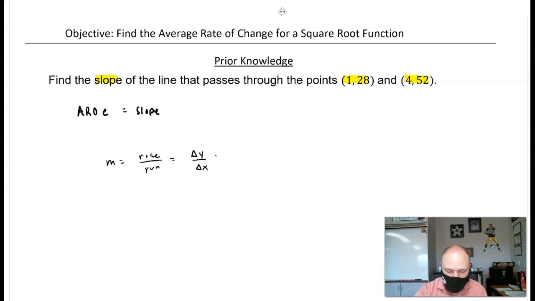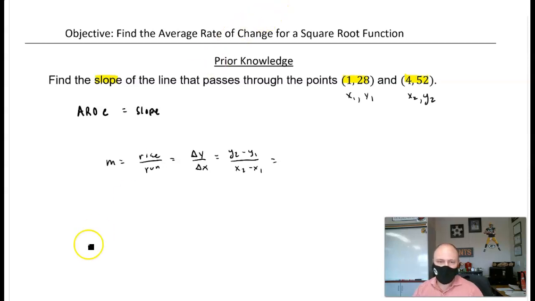So we do have a formula here, y2 minus y1 over x2 minus x1, and we're just going to calculate the slope between these 2 points. My first point, (1, 28), will be x1, y1. (4, 52) will be x2, y2. So those are 2 points. Take a minute, go ahead and plug those values in, and let's see what you get.